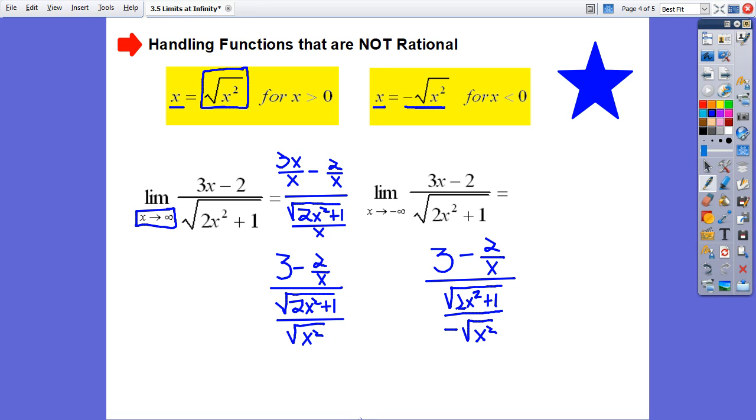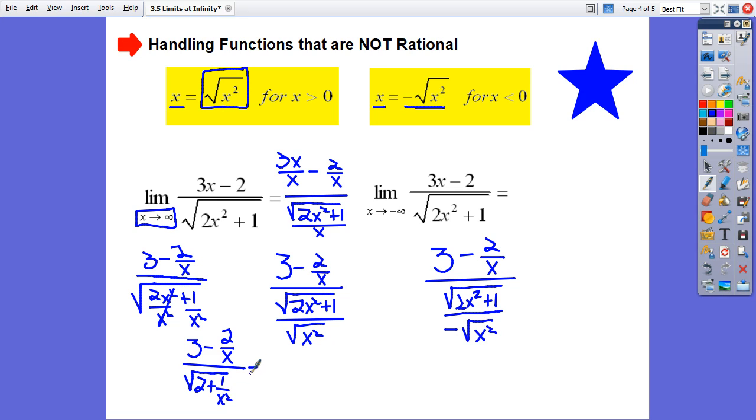So if I go ahead and simplify using my quotient property of radicals, in the first problem that we have, we get a huge radical of 2x squared plus 1, and that x squared is just underneath each one. And those are going to cancel. And so what we end up getting is 3 minus 2 over x. And then in the denominator, we have the square root of 2 plus 1 over x squared.